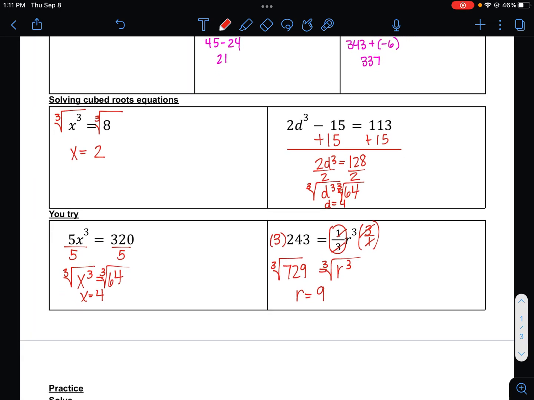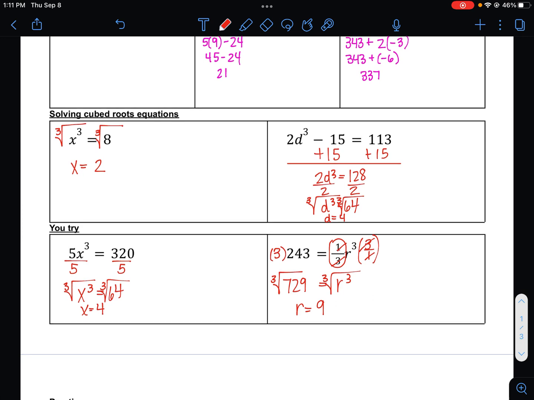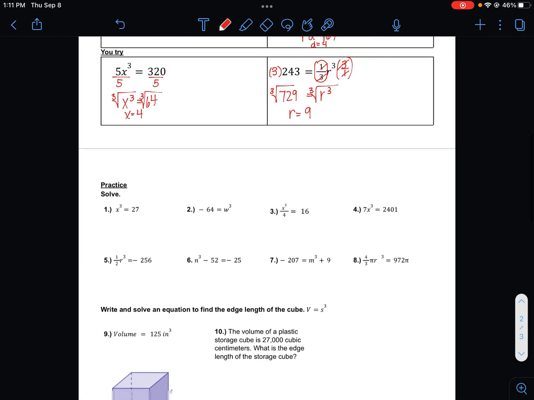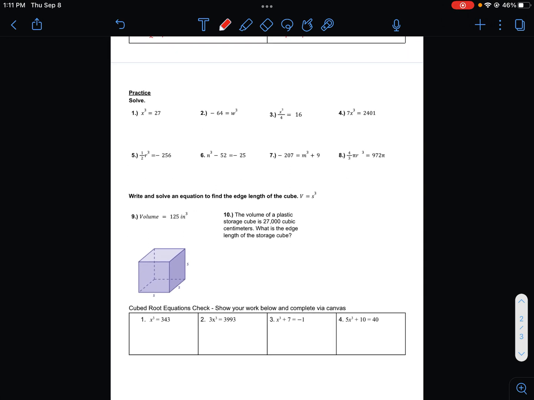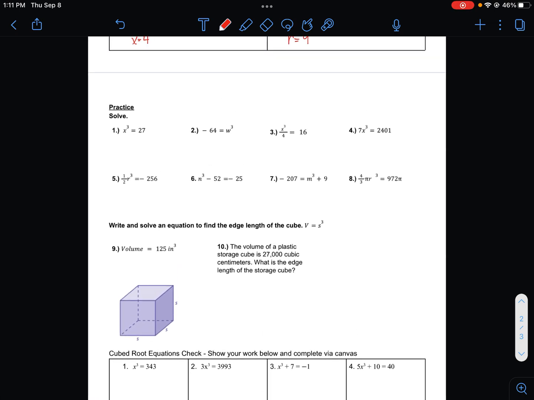If you can figure out why square roots have a plus or minus and cube roots do not. You're going to continue on and do the 10 practice problems. They might be 15 in your packet, and then you're going to do this cubed root check.